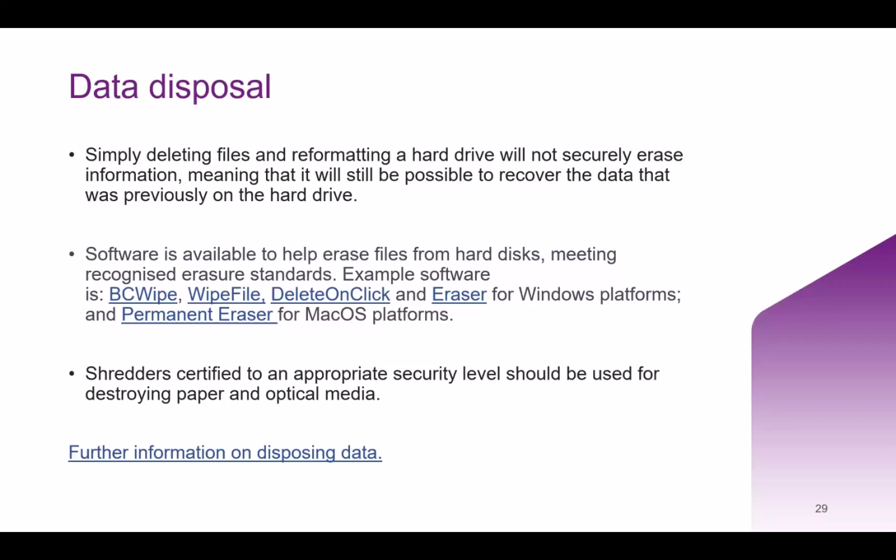So simply deleting files or reformatting a hard drive does not securely erase information, as the data can still be recovered. To permanently remove files, special software is needed that meets recognized erasure standards. Some of the examples include BC Wipe, Wipe File, Delete on Click, and Eraser for Windows, as well as Permanent Eraser for Macs. So for physical materials such as paper documents or media, certified shredders should be used to ensure secure destruction.